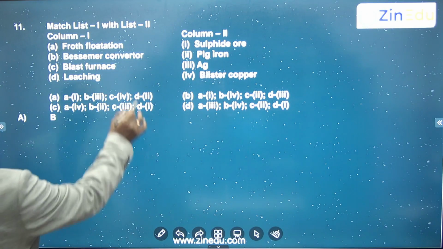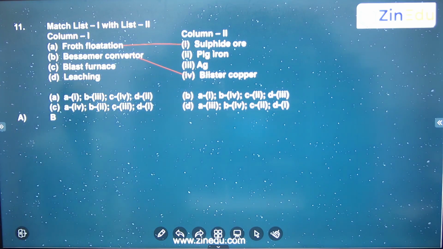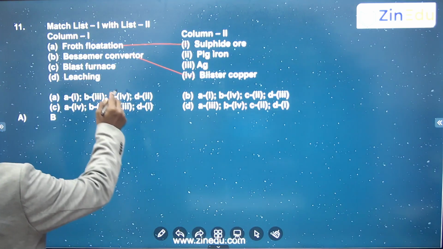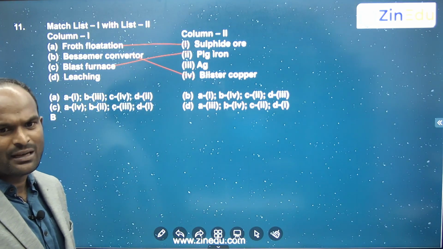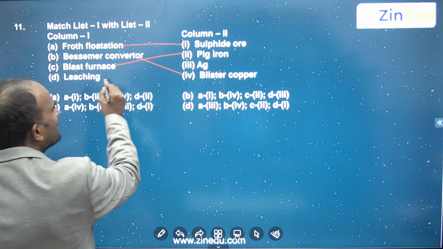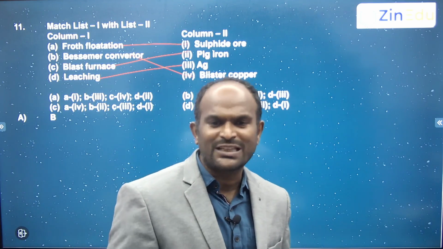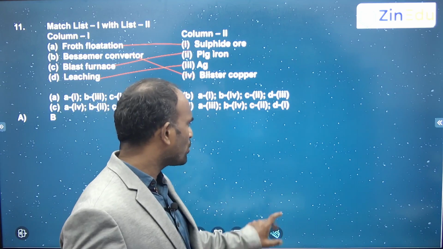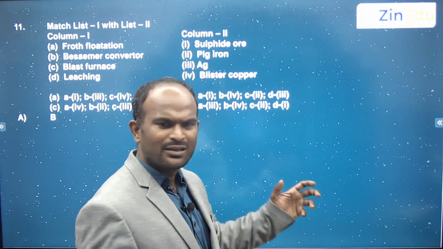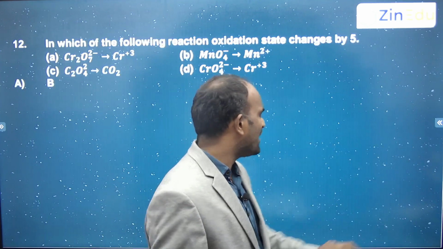Next, froth flotation process is always for the sulfide ore. Bessemer converter is used for copper extraction, giving blister copper. The blast furnace iron which is obtained is pig iron. Leaching, just now in shift 1 also we discussed what is used: Al2O3 can be leached, and leaching can be used for the extraction of silver and gold. This is quite simple, as metallurgy always has importance, whether it is JEE Mains or JEE Advanced.